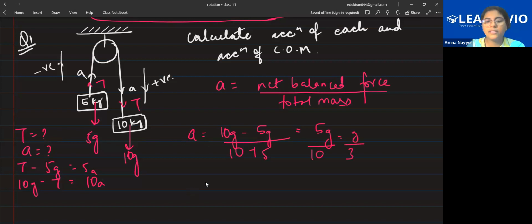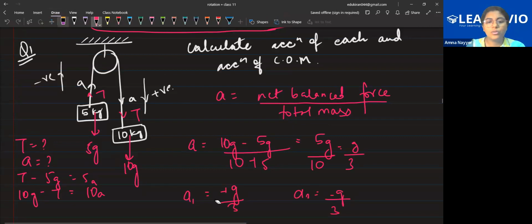Now one acceleration is already given. So take this as plus g by 3. Take the second acceleration as minus g by 3. Oh no, first is given negative. So first will be negative. Second acceleration will be positive.